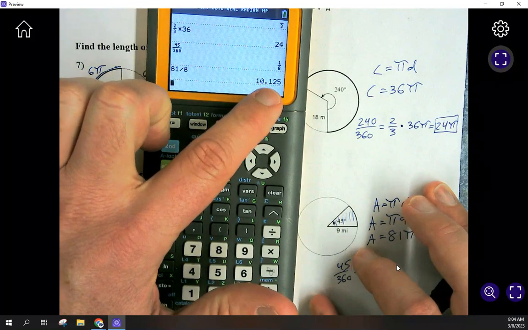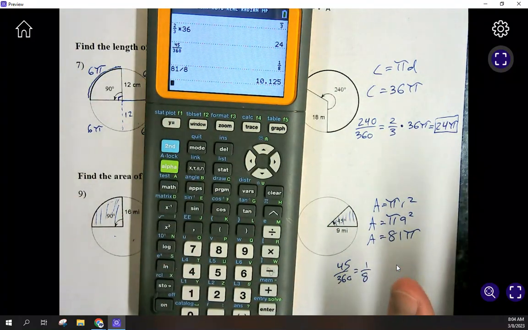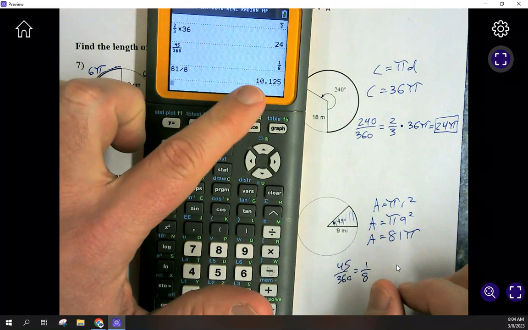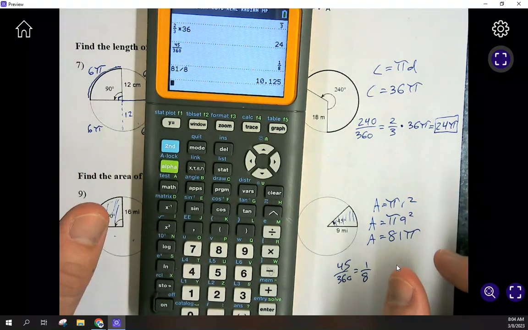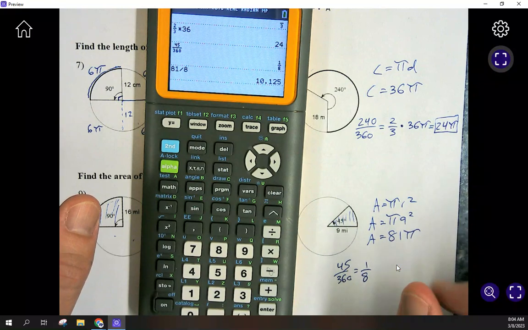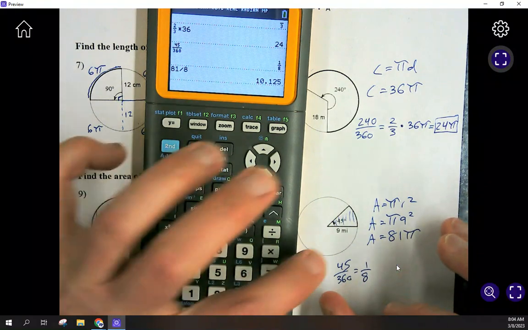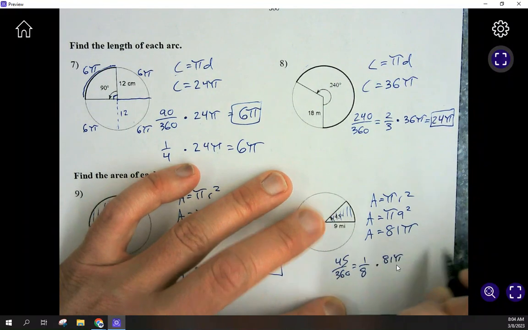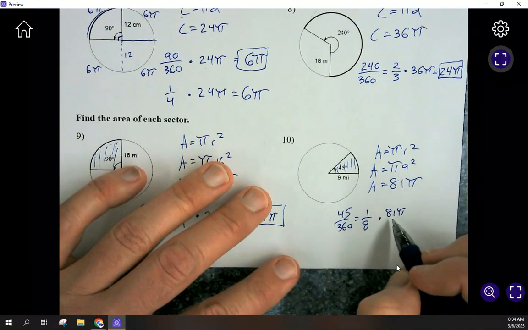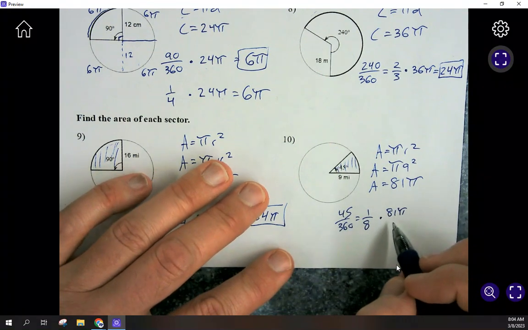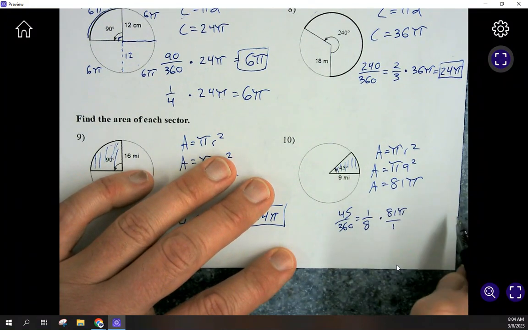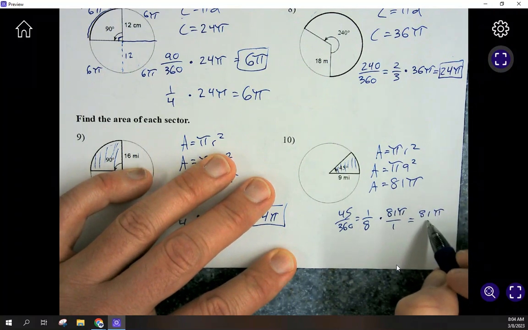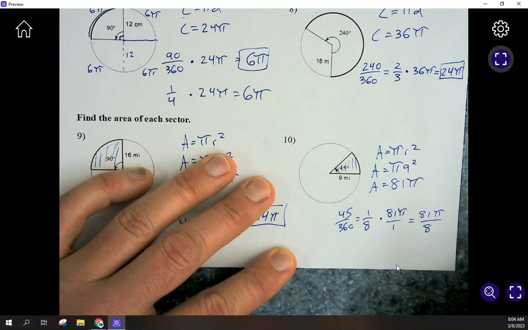I'm not going to take that decimal and put it in front of pi. It's technically correct, but when we leave these as exact answers, we're not going to put a decimal in front of pi. Otherwise, we might as well just multiply by pi and have a big decimal and round it. So we're going to leave things as a fraction. So if I'm multiplying 81 pi times 1/8, since this isn't going to work out super nice, I can put this over 1, multiply straight across. I get 81 pi over 8.